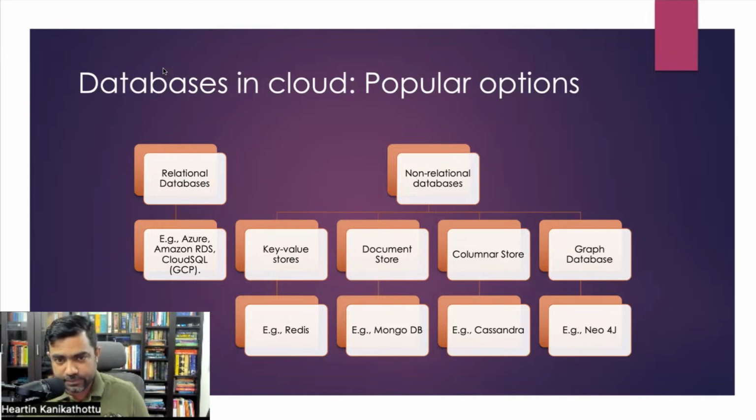Relational databases work based on tables and their joining and other things. So it is mostly row-based tables. And when it comes to non-relational, as I mentioned, there are different types. So you have key-value stores, meaning you have a key and you have a value. It is very straightforward. And one very common use case for key-value stores is building caches.